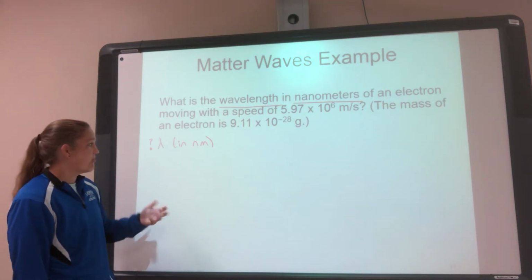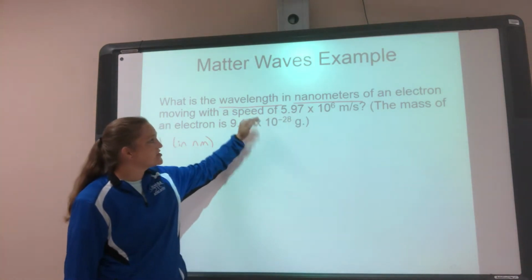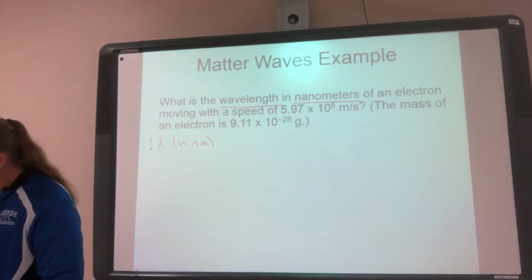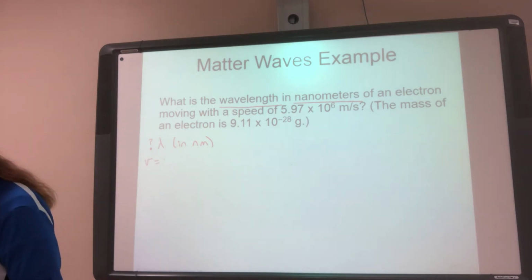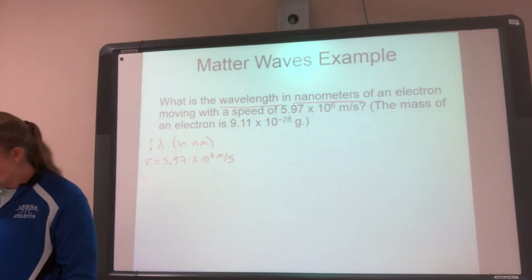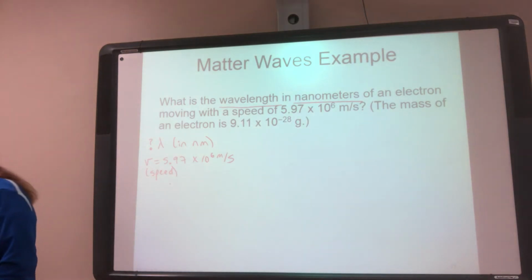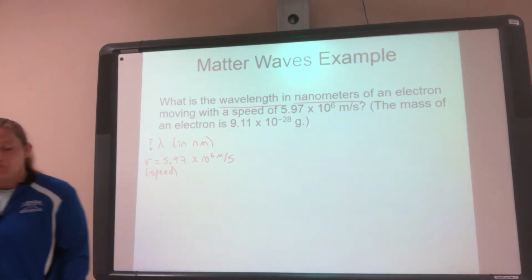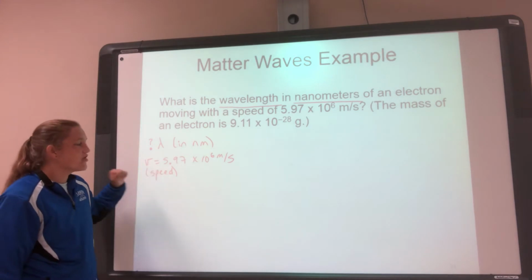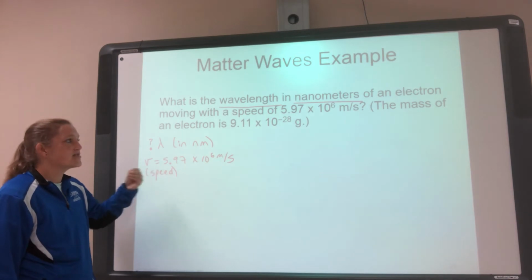So this next part is really important. What was I given in the problem? So I see this number. This number represents the speed. So the speed is going to be 5.97 times 10 to the 6 meters per second. Now, this is speed, not frequency. It might even be helpful for you to write speed here. So don't let this get confused with frequency that we talked about before in our c is equal to lambda nu. That nu is frequency, not speed.